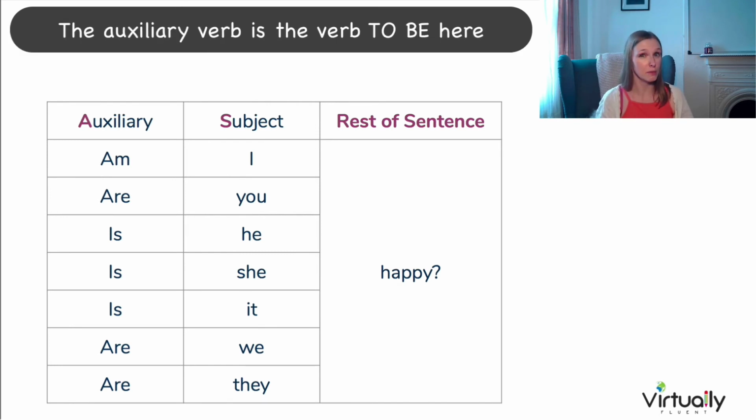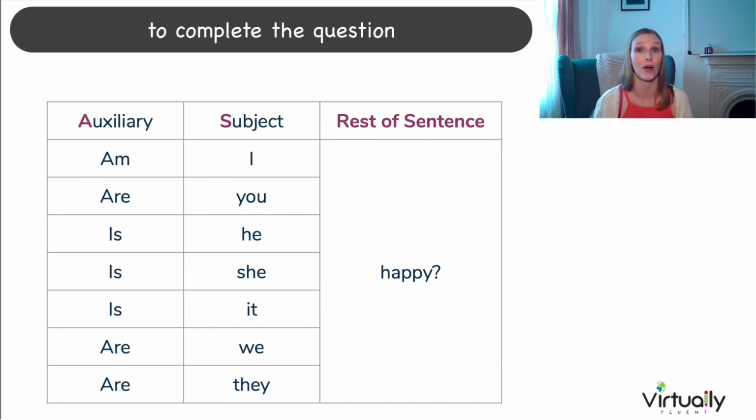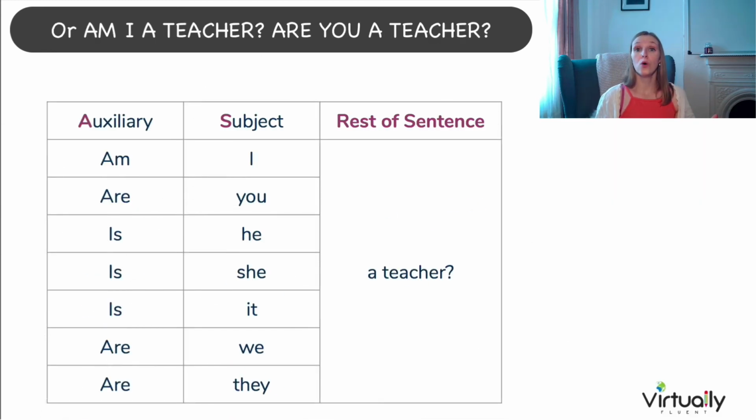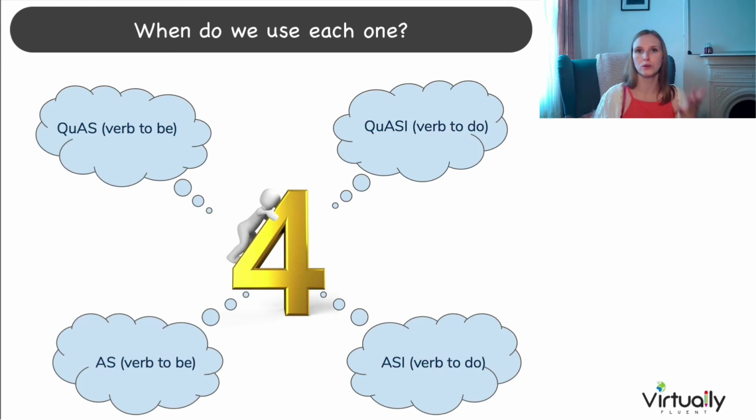The auxiliary verb is the verb to be here, and always after these questions there will be some additional information to complete the question. For example, am I happy? Is he happy? Or am I a teacher? Are you a teacher? So we have all 4 question structures. When do we use each one?